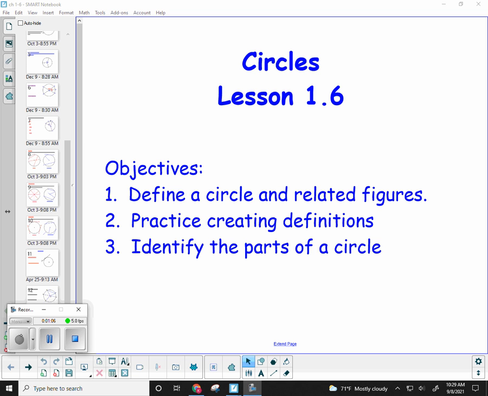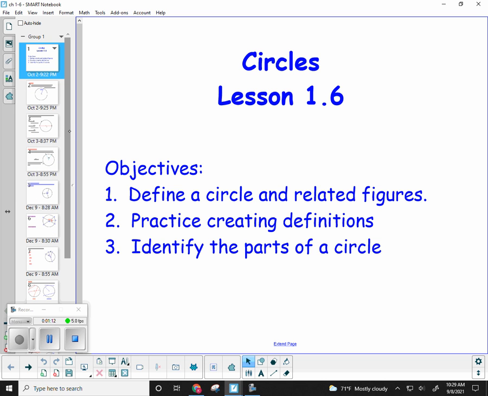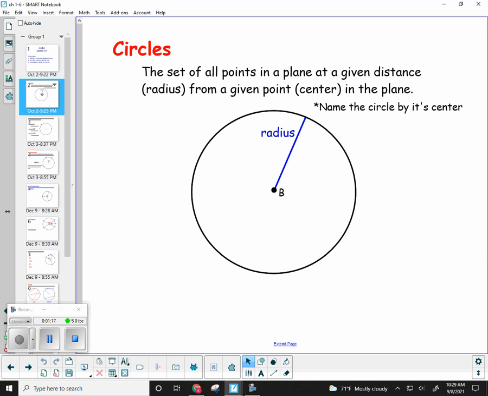All right, so circles. We're going to do some basic terminology today. We're going to do a little bit with calculations. But again, this is just an introduction to circles. So first of all, let's define what a circle is. A circle is the set of all points in a plane at a given distance from a given point.